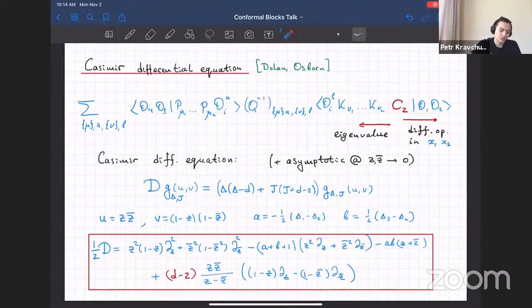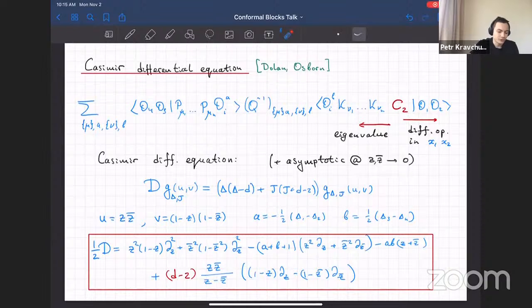Now, this differential equation in Z and Z bar is a single equation for a function of two variables. So to have a unique solution, you need to add some boundary conditions, and what people use in practice is the asymptotic as Z and Z bar go to 0, which corresponds to the OPE limit between operators O1 and O2, as we discussed. We can just compute the leading term by computing the first contribution of level 0 descendants to this formula. So the asymptotic we know, that's easy to compute.